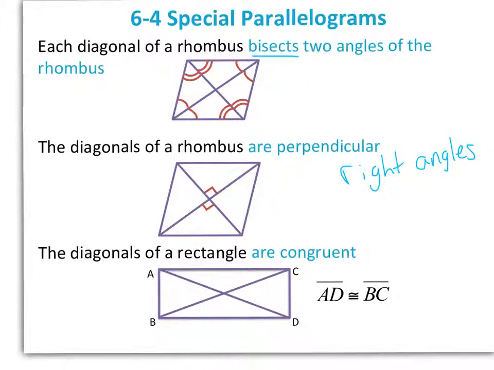The diagonals of a rectangle are congruent, so we can say that AD is congruent to BC, or they are equal. They have the same measure.